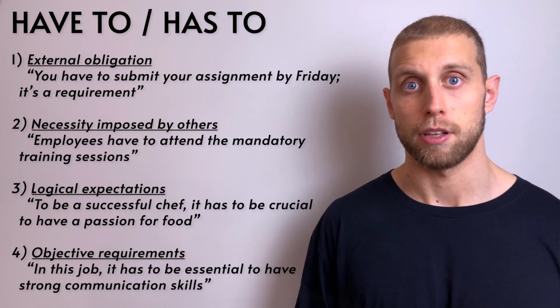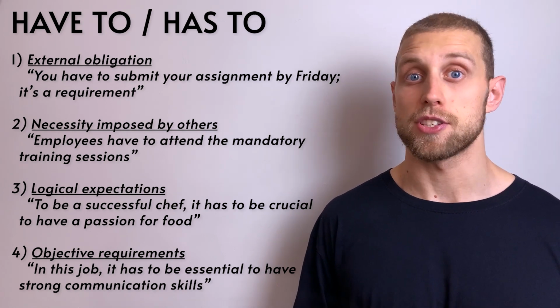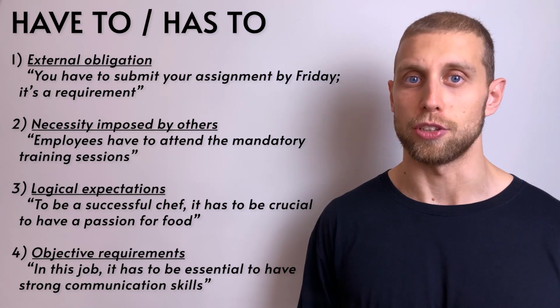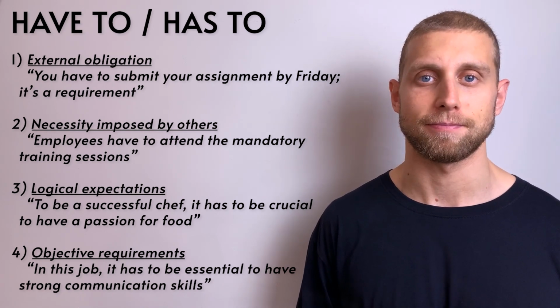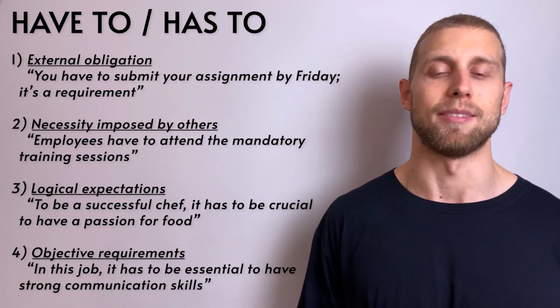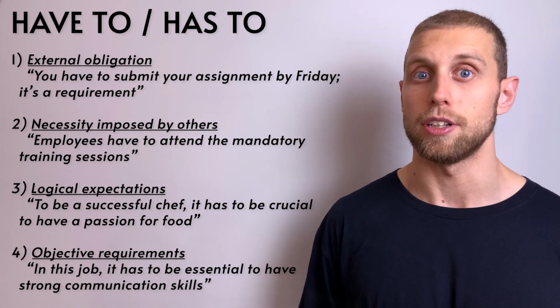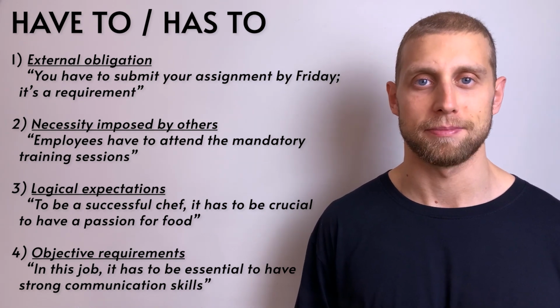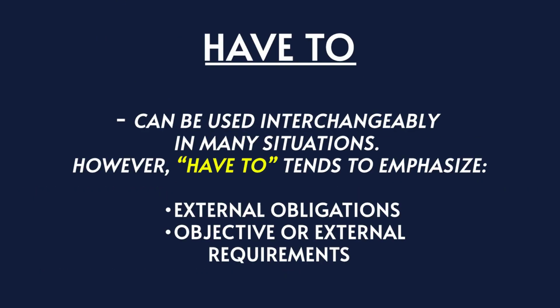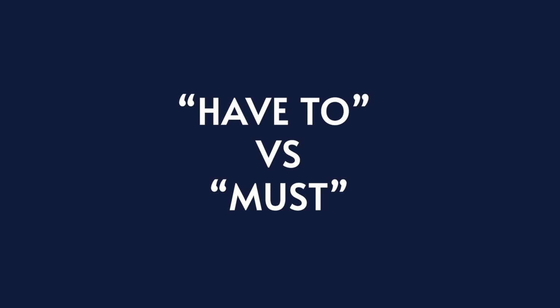The third option, logical expectations. To be a successful chef, it has to be crucial to have a passion for food. And the 4th one, objective requirements. In this job, it has to be essential to have strong communication skills. Must and have to can be used interchangeably in many situations. However, have to tends to emphasize external obligations, objective or external requirements. A slight difference between these modal verbs in the examples, so you can check them out yourself.